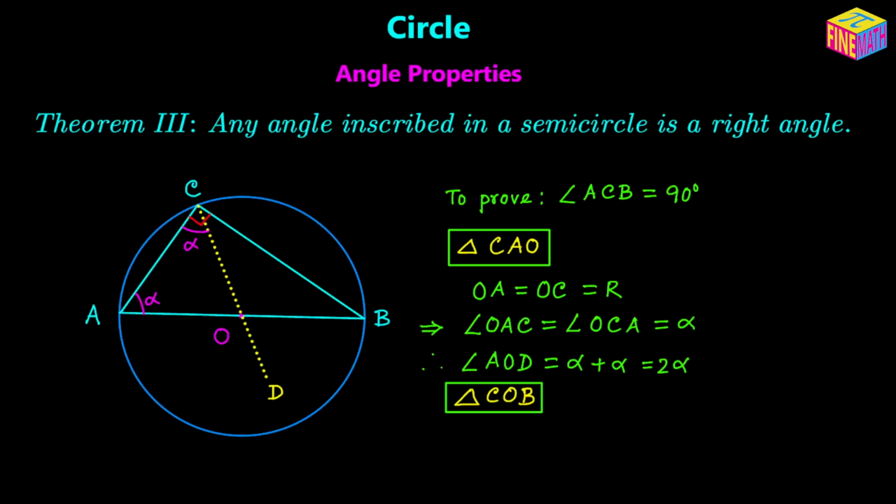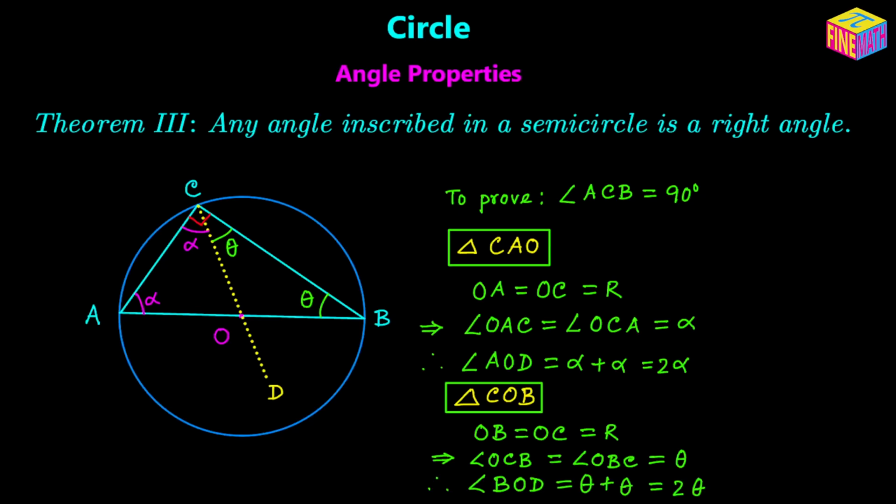Next, let's look at the triangle COB. Here again, OB will be equal to OC, and each of them is equal to the radius of the circle. So this triangle, the triangle COB, is also an isosceles triangle. That means angle OCB and angle OBC will be equal, and let's assume that each of those angles is equal to theta degrees.